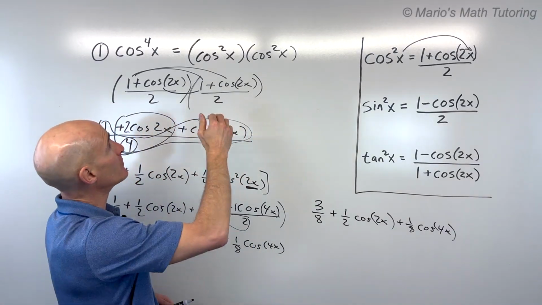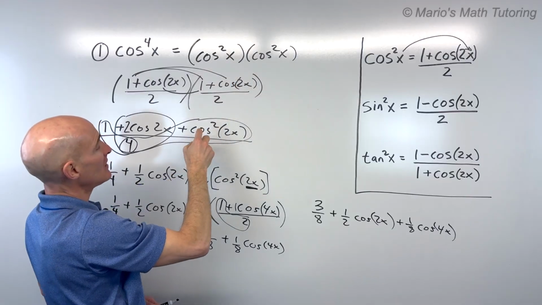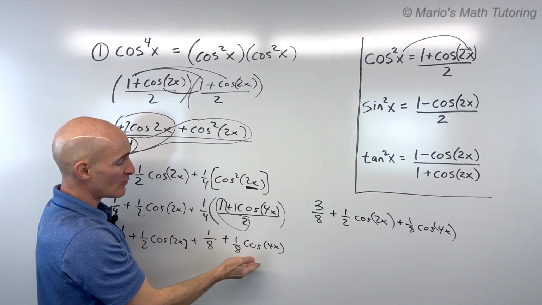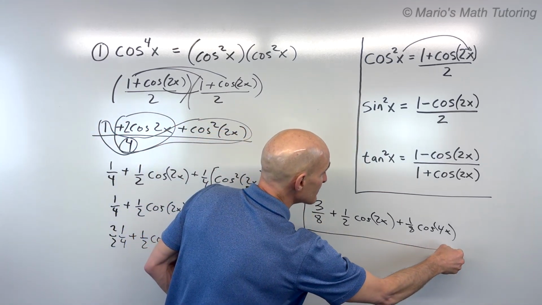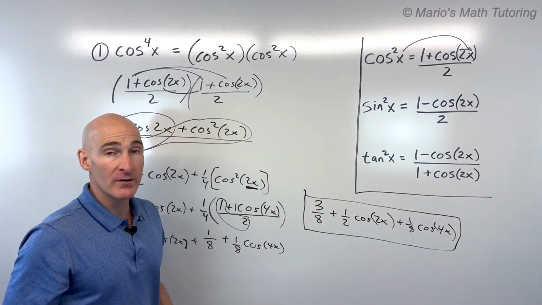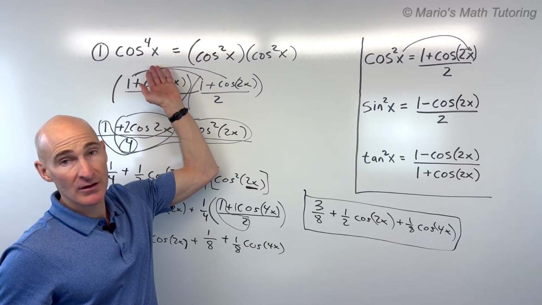But notice we took it from a fourth degree to a second degree, then we had another second degree pop up, and we had to bring that down again. So when it's in this form, when you get to calculus, sometimes this is an easier form to work with, but it's equivalent to cosine to the fourth of x.